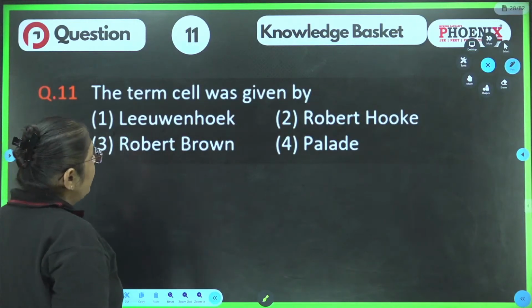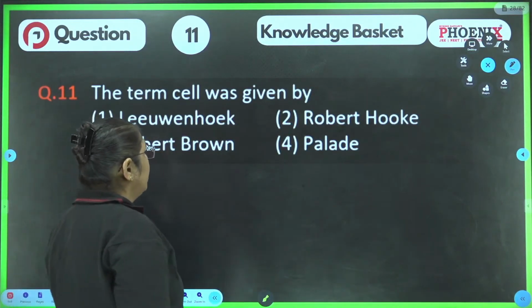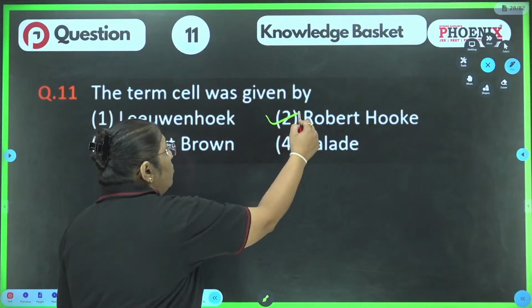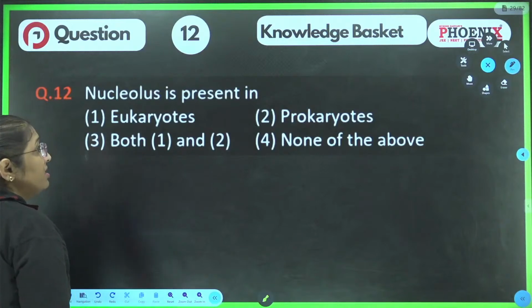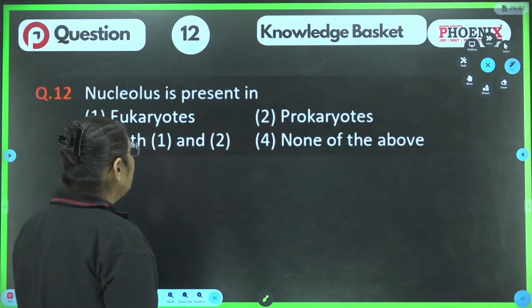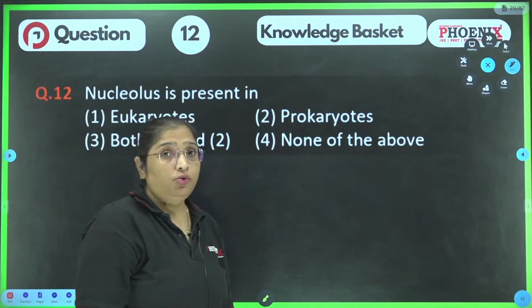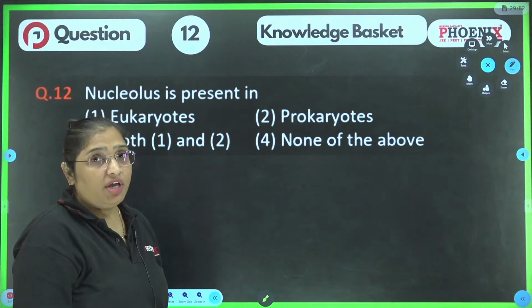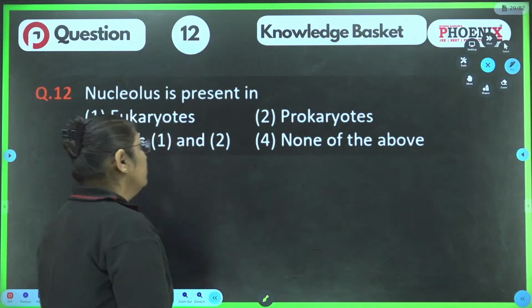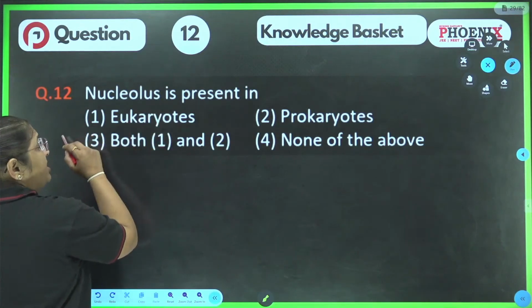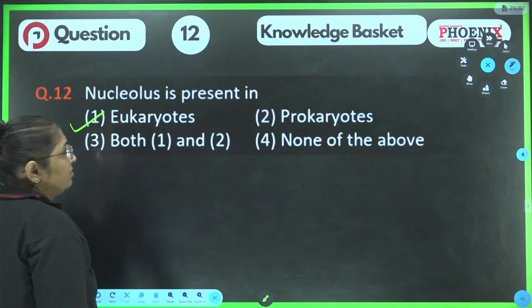The term cell was given by Robert Hooke. Nucleolus is present in the eukaryotes here, because it cannot be prokaryotes, because prokaryote does not have a well defined nucleus. So nucleolus is present in eukaryotes.